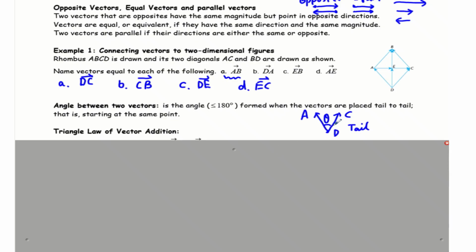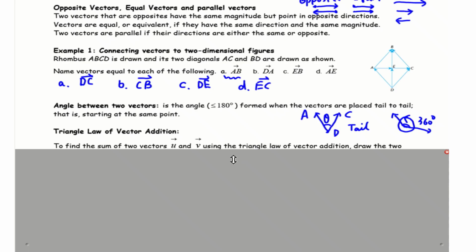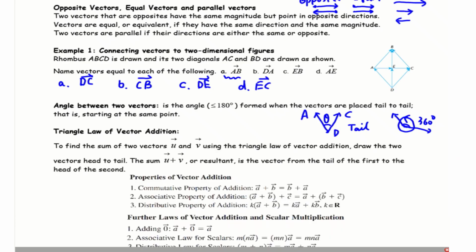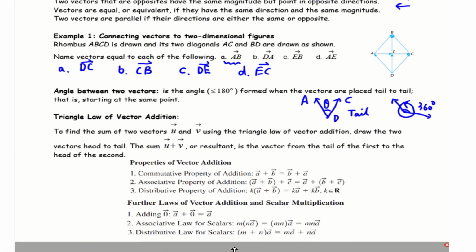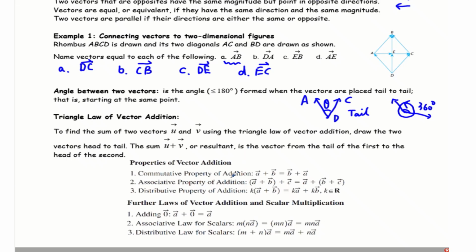The whole circle is 360. Any angle formed between two lines must have one angle less than 180 and another greater than 180. There are several laws we could use for adding, subtracting, and multiplying a scalar number by vectors.